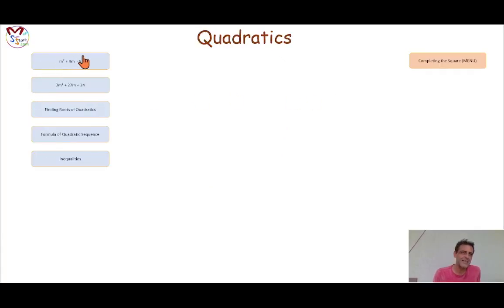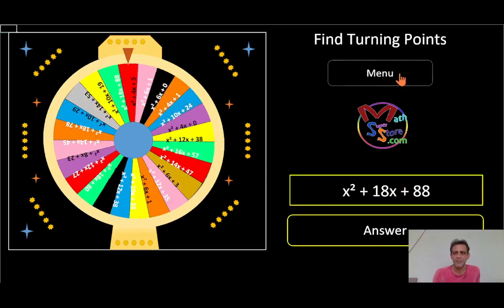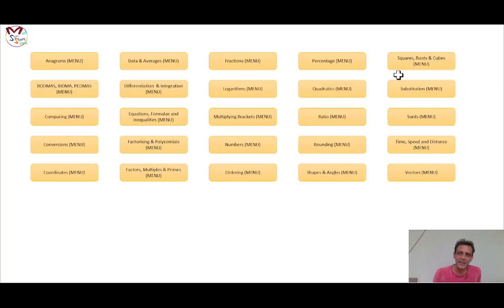So we've got quadratics next. So these are the quadratic questions we've got, and finding roots of quadratics, formula of quadratic sequences, and inequalities. And we've got completing the square here. There's a submenu: no coefficient, with a coefficient, with negative coefficient, mix all and find the turning points. So we can find the turning points, and we can quickly go back to the menu, get through some more of these. What was that?